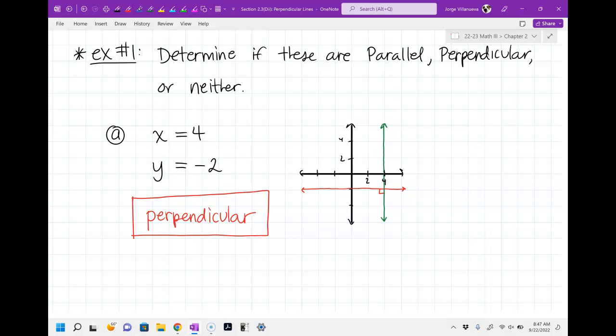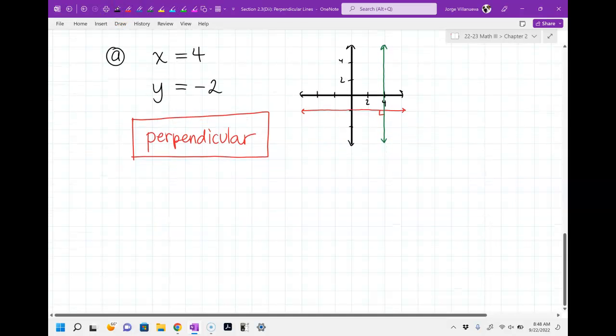But the whole point of this lesson is not that you have to graph. Like this, you didn't have to graph. You were just supposed to think, well, one's this way, the other one's this way. So they're going to cross each other like this, right? So that means they're perpendicular. They're not parallel, right? They're going right into each other. So again, that's going to be one question on your homework.